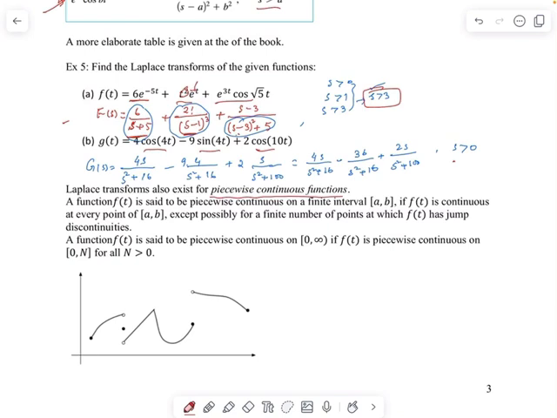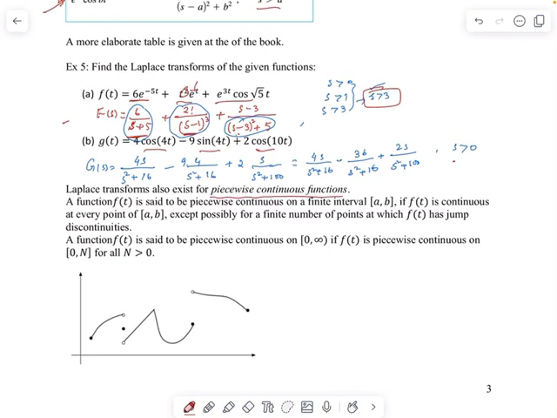So we say one thing is they are defined on closed intervals. A function f of t is said to be a piecewise continuous function on a finite interval a, b, with a and b included, if f of t is continuous at every point of a, b, except possibly for a finite number of points at which f of t has jump discontinuities. So we do allow discontinuities, but they can only be jump discontinuities.